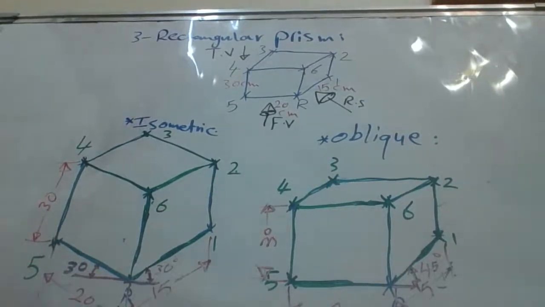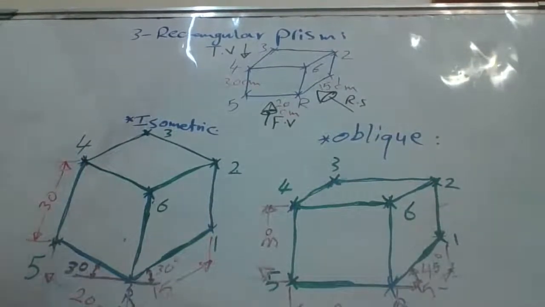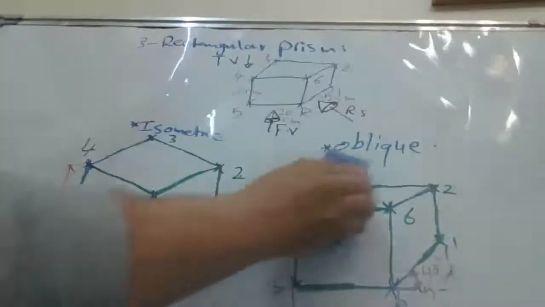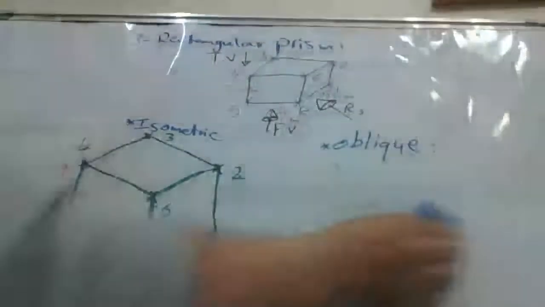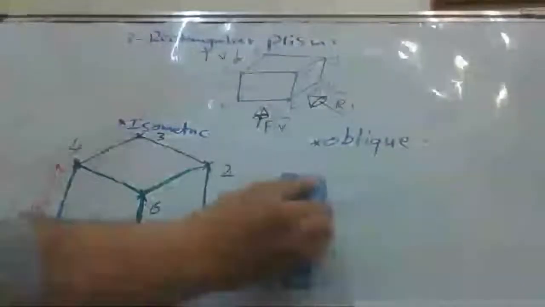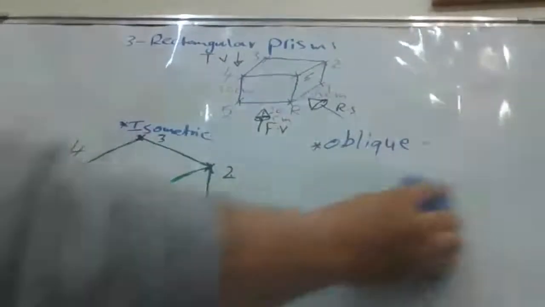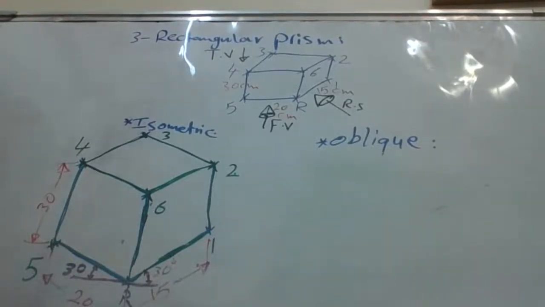Now, what is new here today? The new thing today is how we can draw the projection of the shape. How can we draw the projection of the shape?